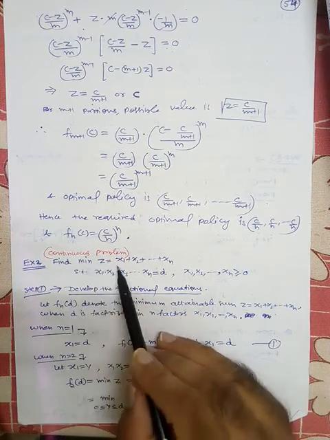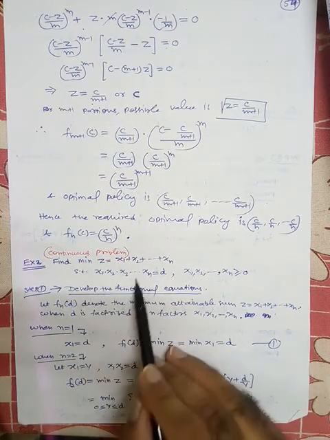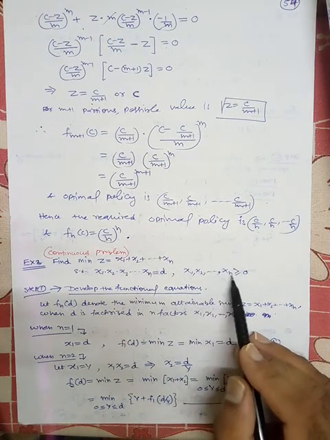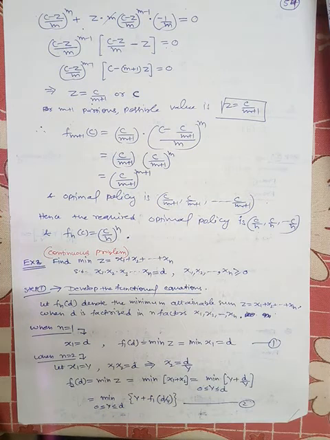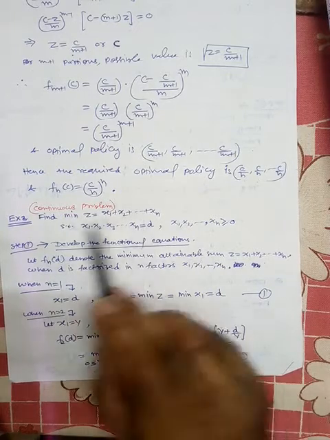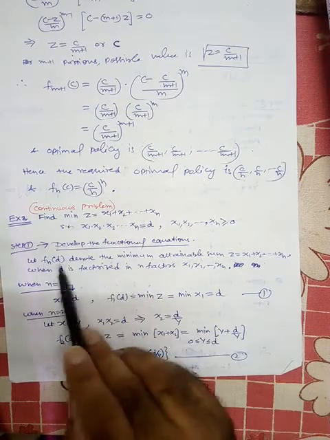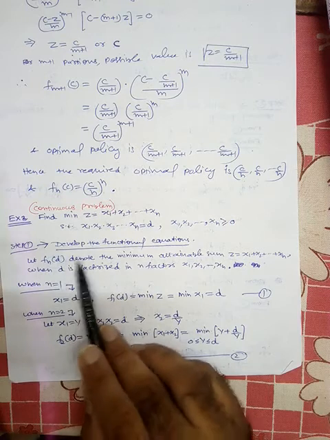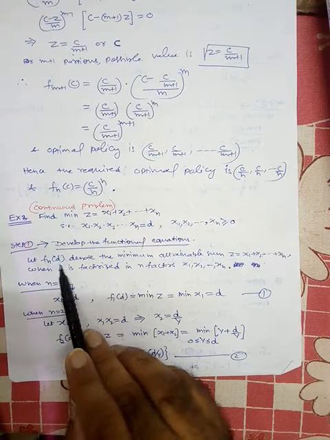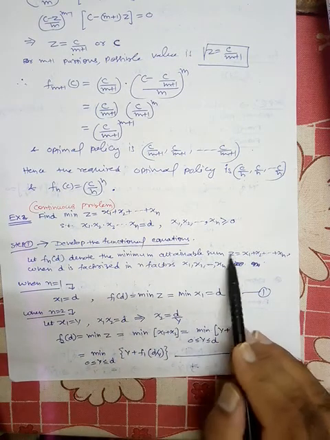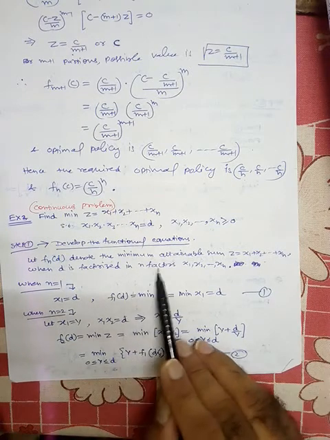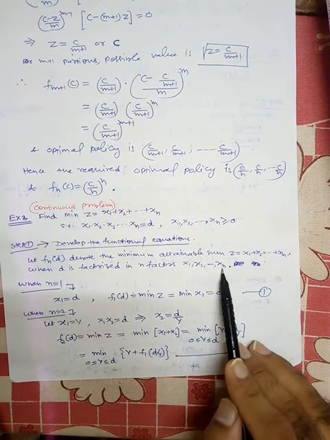So minimum of z is equal to x1 plus x2 plus xn, subjected to the product of these quantities is equal to some d, and each of x1, x2, xn is greater than or equal to 0. Fine. So now develop the functional equation. Denote, sorry, this sum by f_n(d). Let f_n(d) denote the minimum attainable sum z equal to x1 plus x2 plus xn when d is factorized into n number of factors x1, x2, xn.